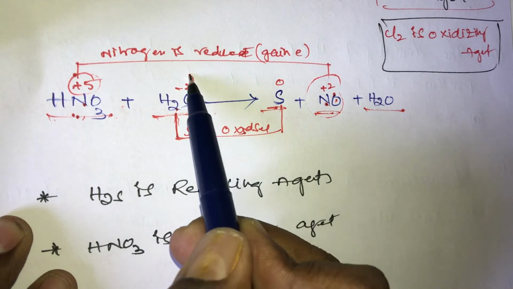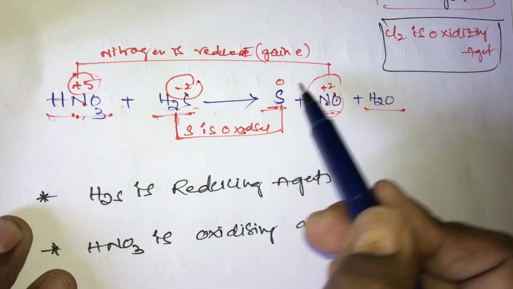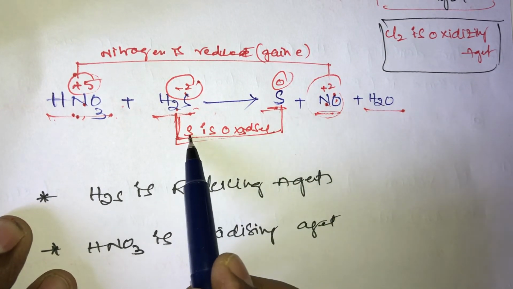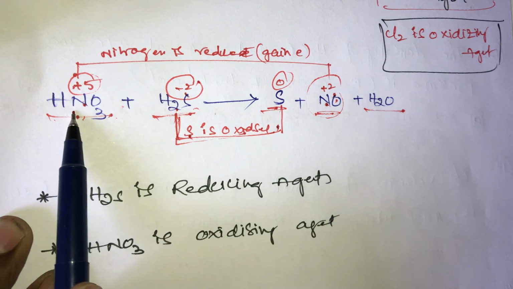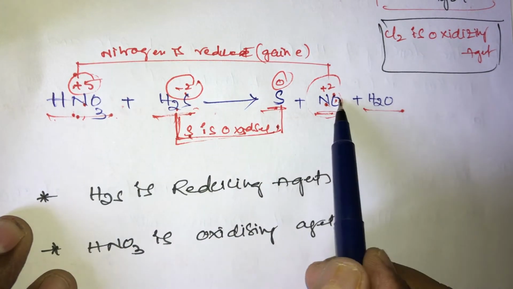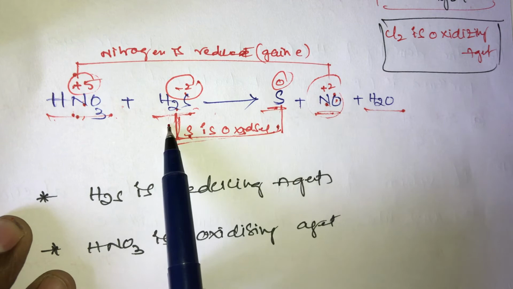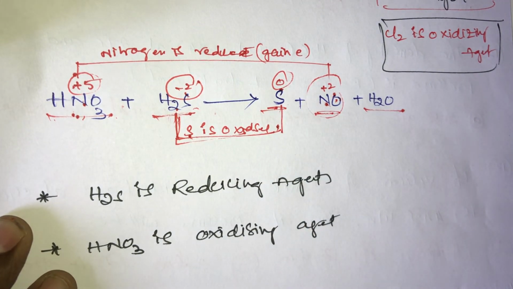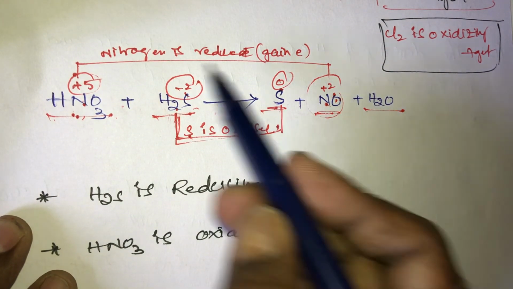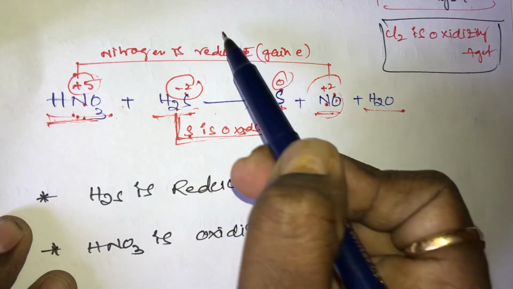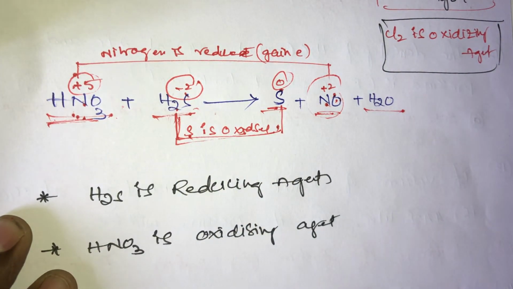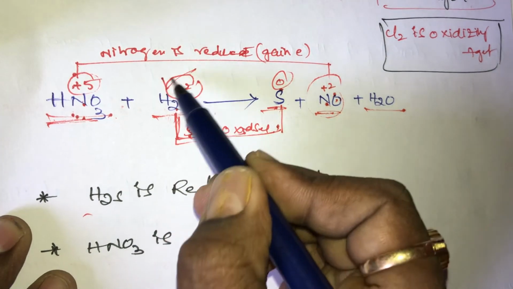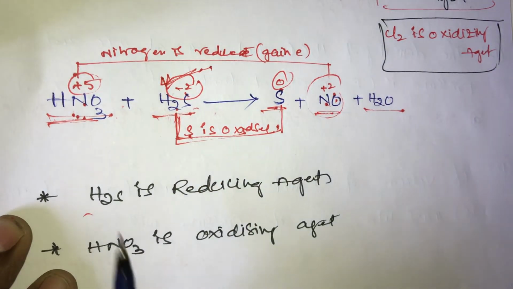And what about the sulfur in H2S? The oxidation state of sulfur in H2S is -2, going from -2 to 0, so the oxidation number increases. From HNO3 to NO the oxidation number decreases; from H2S to S the oxidation number increases. So the nitrogen in HNO3 is reduced, meaning it gains electrons from sulfur. So H2S acts as the reducing agent, and HNO3 acts as the oxidizing agent.